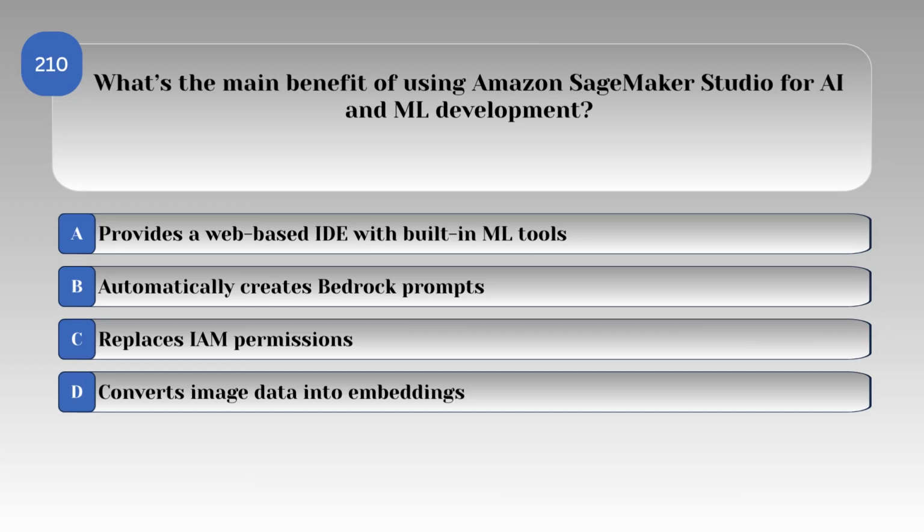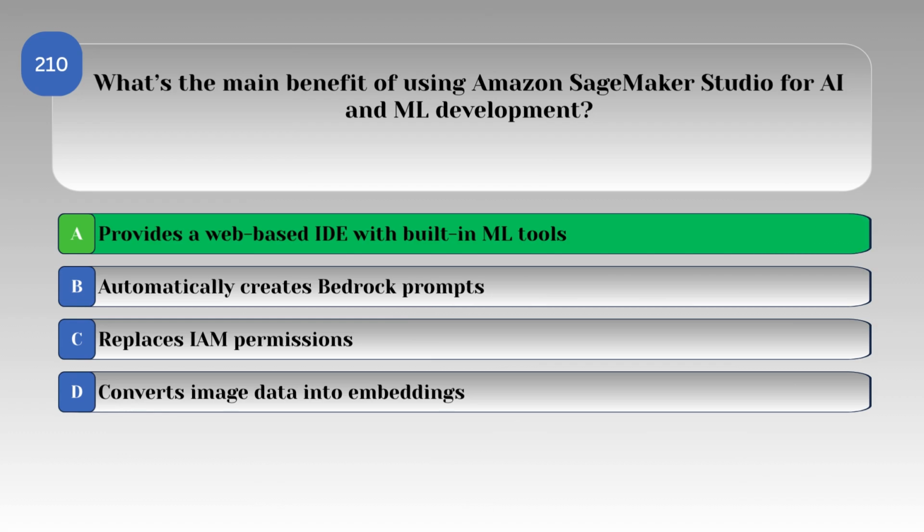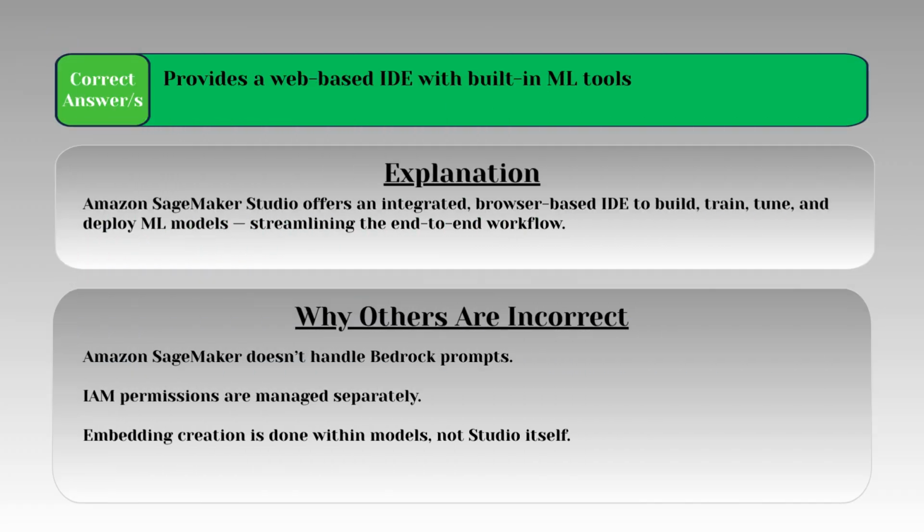What's the main benefit of using Amazon SageMaker Studio for AI and ML development? Correct answer: provides a web-based IDE with built-in ML tools. Explanation: Amazon SageMaker Studio offers an integrated, browser-based IDE to build, train, tune, and deploy ML models, streamlining the end-to-end workflow. Why others are incorrect: Amazon SageMaker doesn't handle Bedrock prompts.